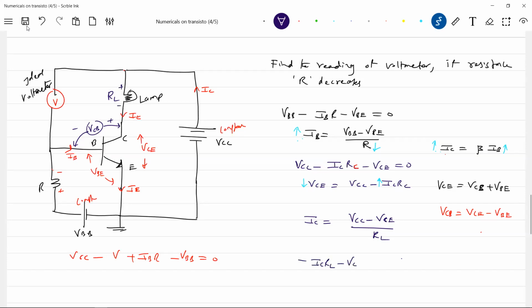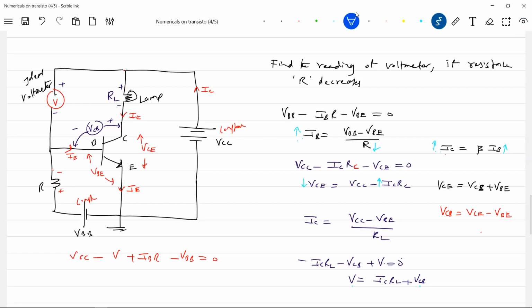Minus ICRL minus VCB plus V equals 0. Yeah, same thing. The reading of the voltmeter is being asked, no? So we need an idea of VCB. What will happen to VCB? If nothing is said about VB, even if this is a variable, if R decreases, IB increases.